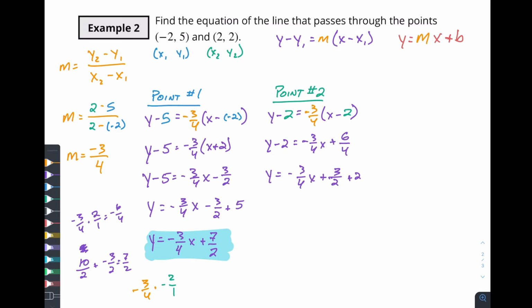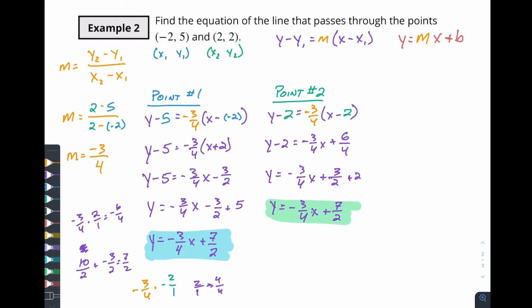And so now we have to get our common denominator, and 2 over 1 to make it over 2. That's, of course, going to be 4 over 2. So we're going to have y equals negative 3/4 x plus 7 over 2. Again, same exact thing that we got once before.